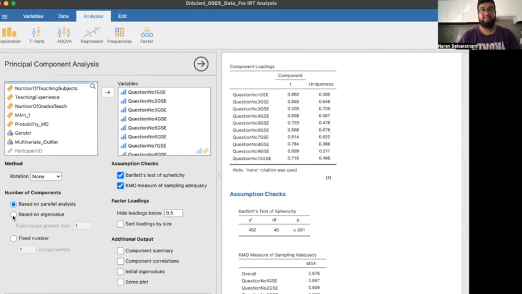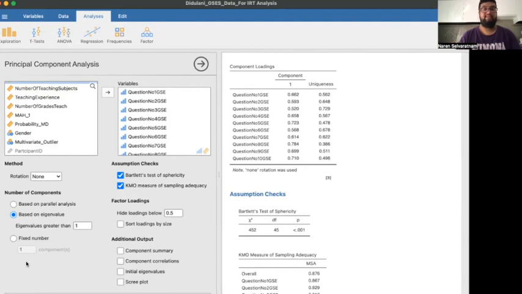And here, if you remember Kaiser's criterion, it says if I need to retain a factor, the factor has to have an eigenvalue more than one. So I am going to retain the factors with eigenvalue greater than 1. So I'm going to select that as well and keep 1 as it is. If you need a fixed number of factors, let's say you are looking for 2 factors, then you can click on this and put 2 instead of 1.